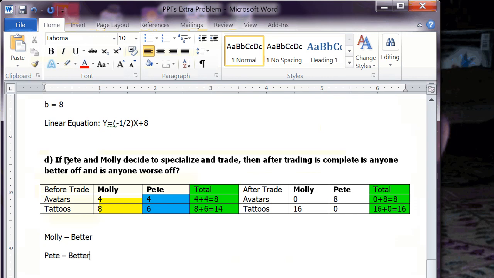So hopefully from here on out you should be able to use linear equations to help guide you through calculating opportunity cost.